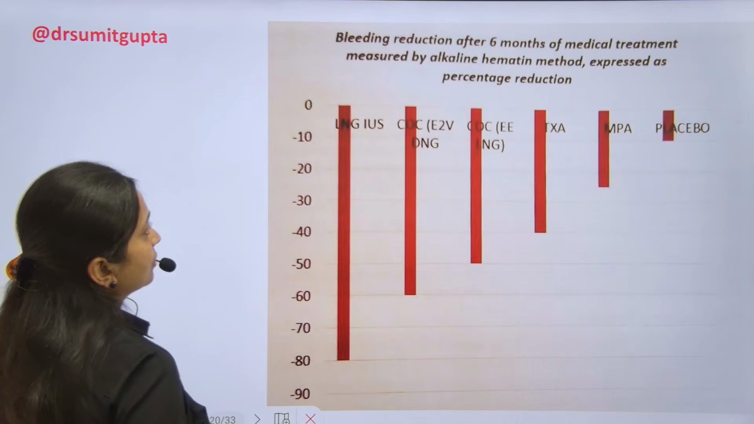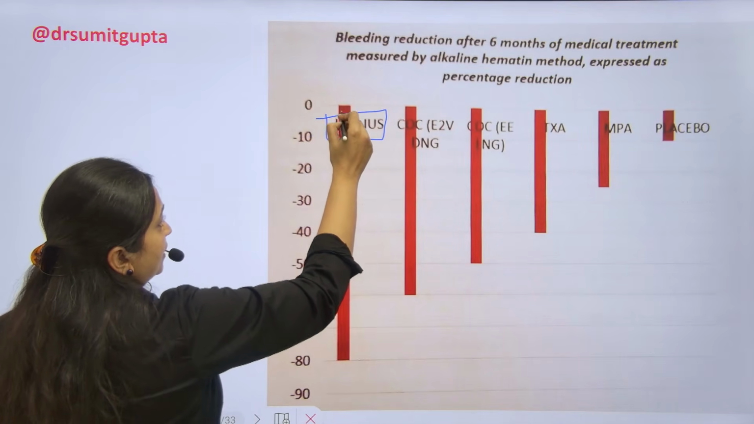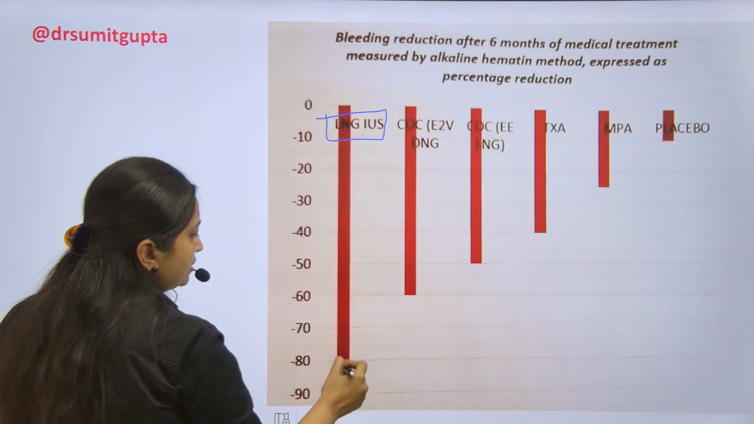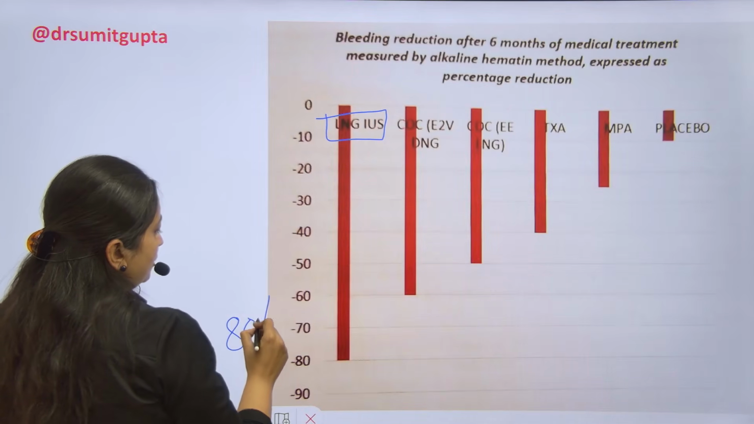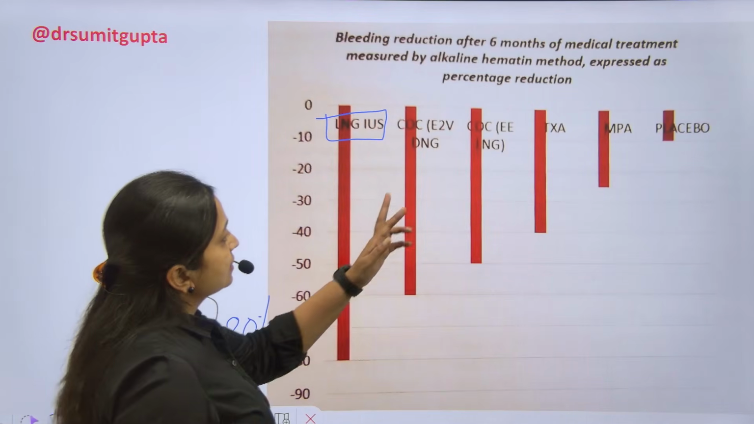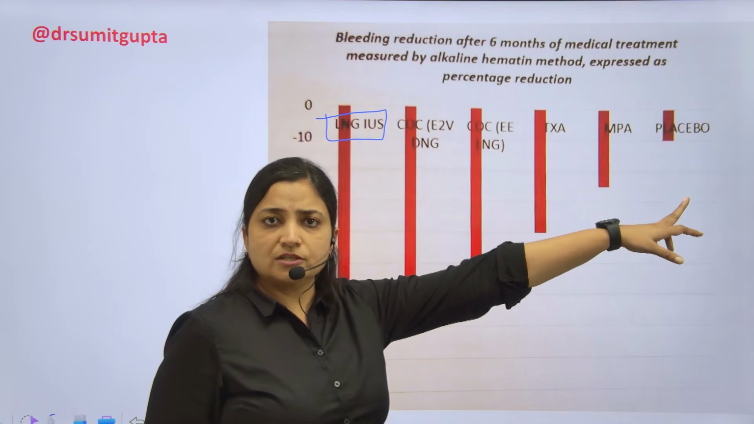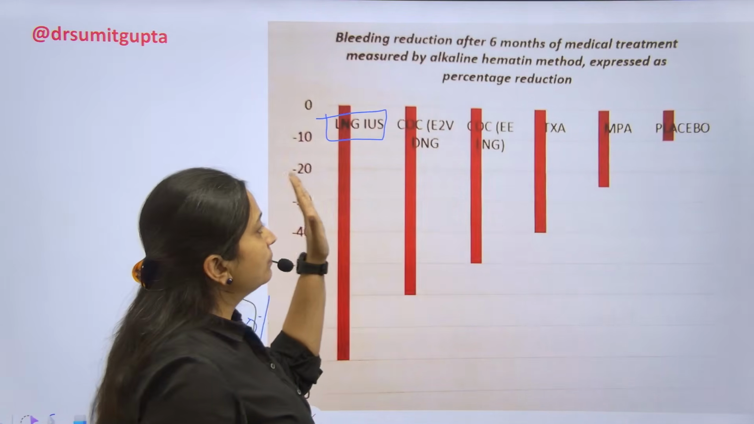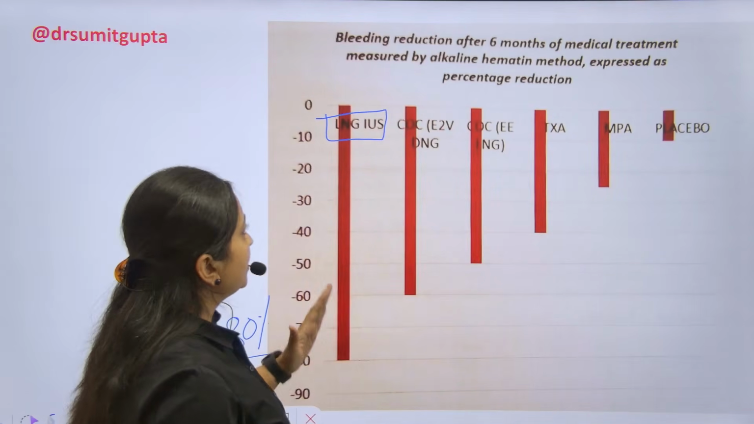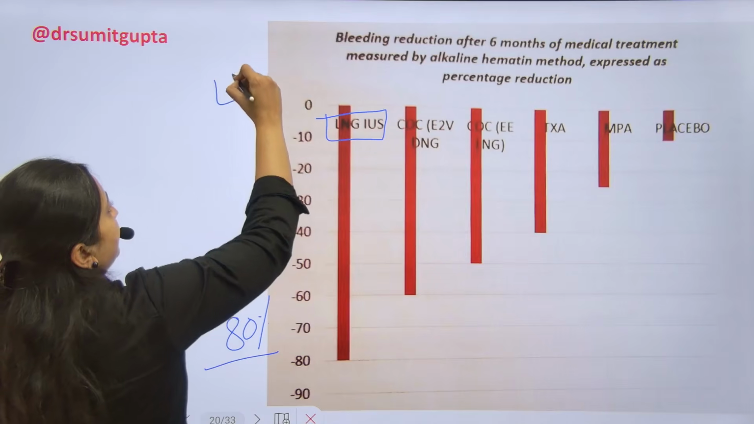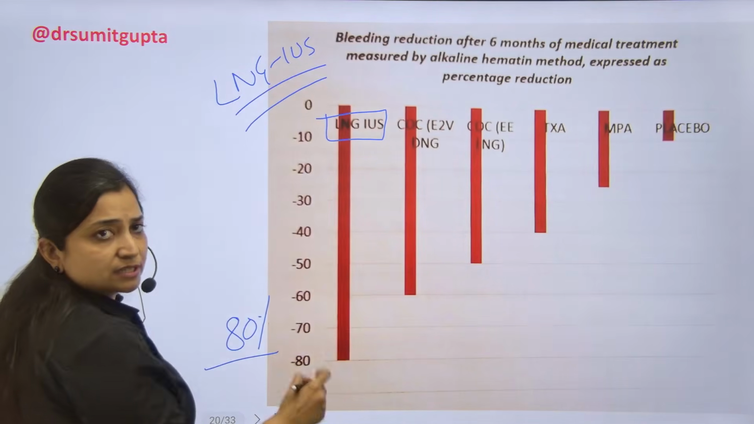Now, what I was saying is that LNG-IUS is relatively new in the market, but it has the maximum effect, up to 80% decrease in blood loss over the long run as compared to COCs, Tranexamic Acid, MPA and placebo. So whatever hormonal preparations are available in the market, in the long run, if the patient is ready to use LNG-IUS, then you will get the best results.